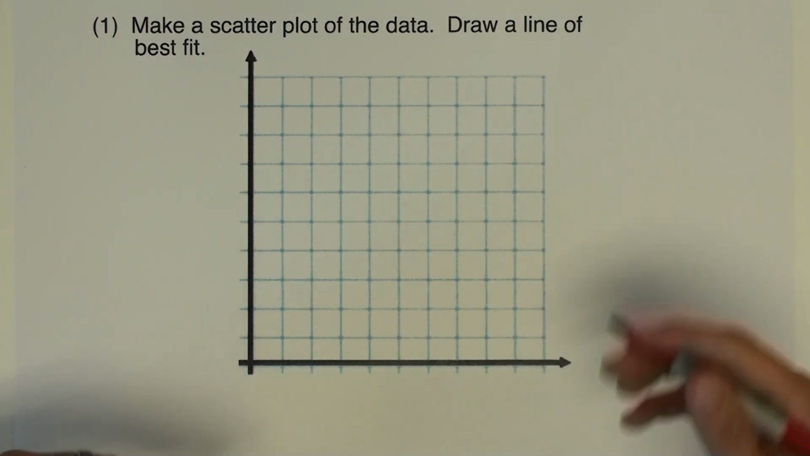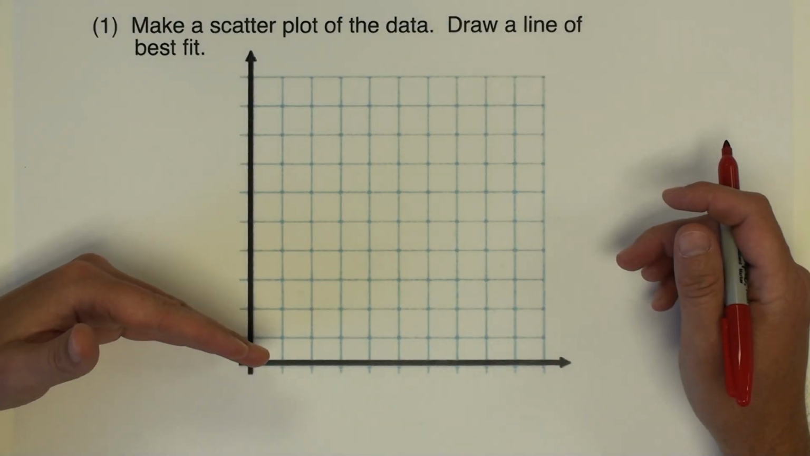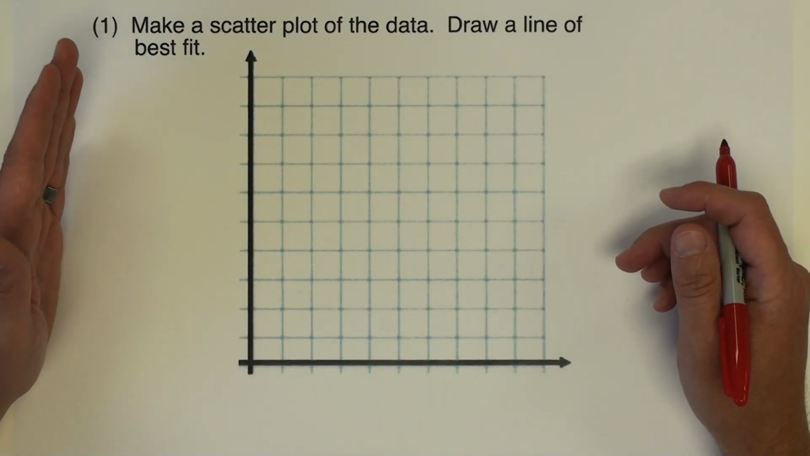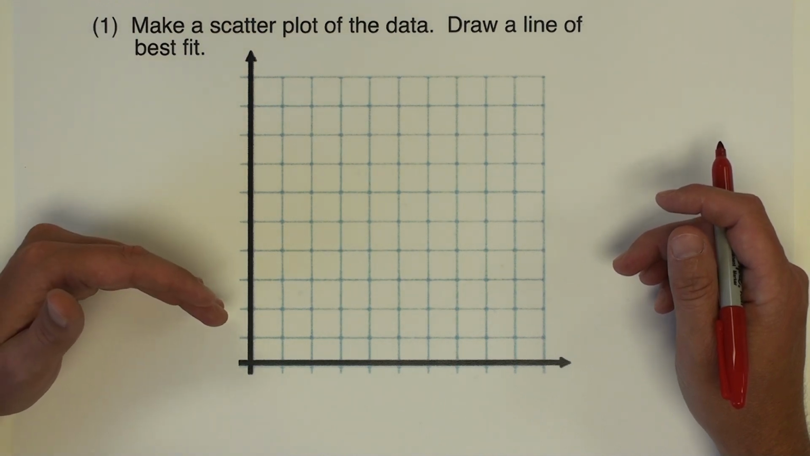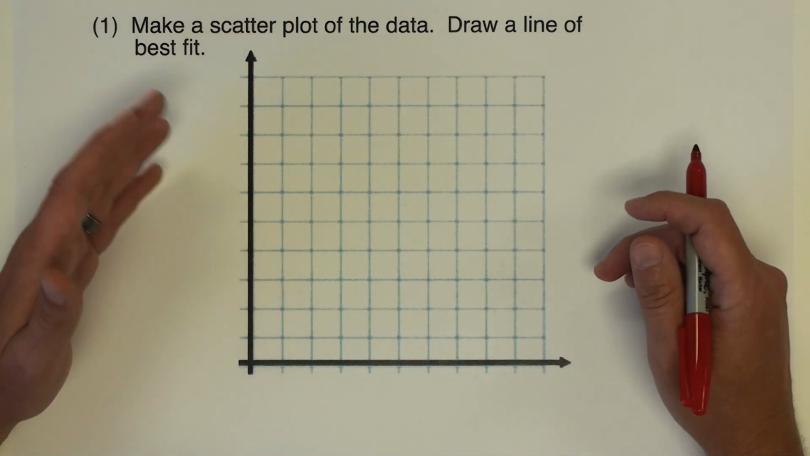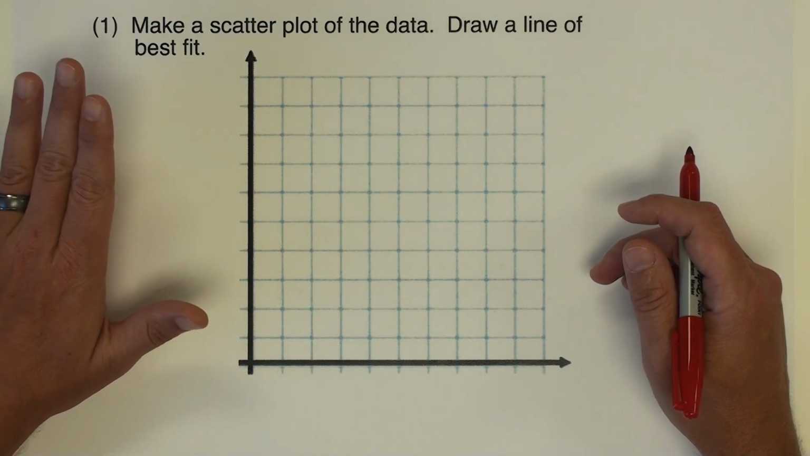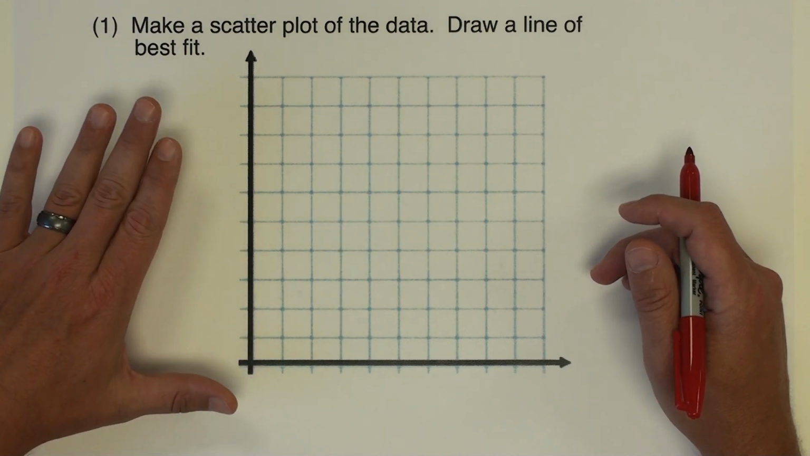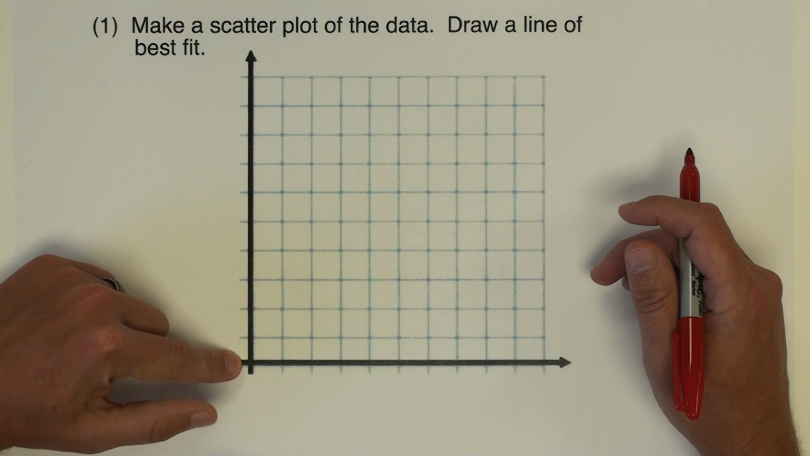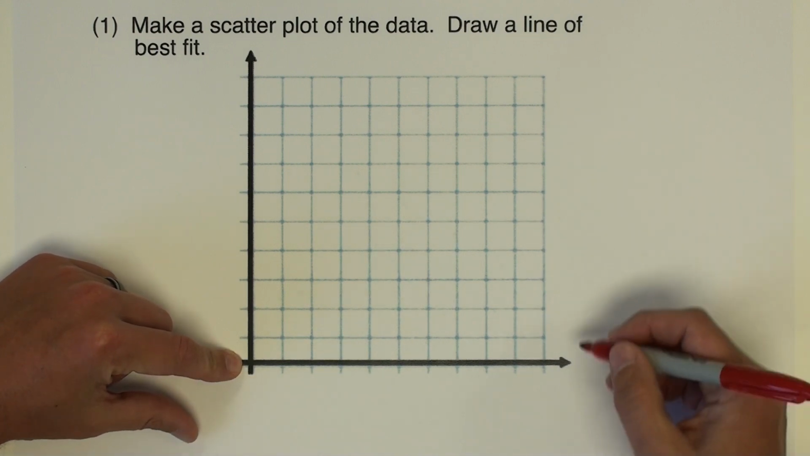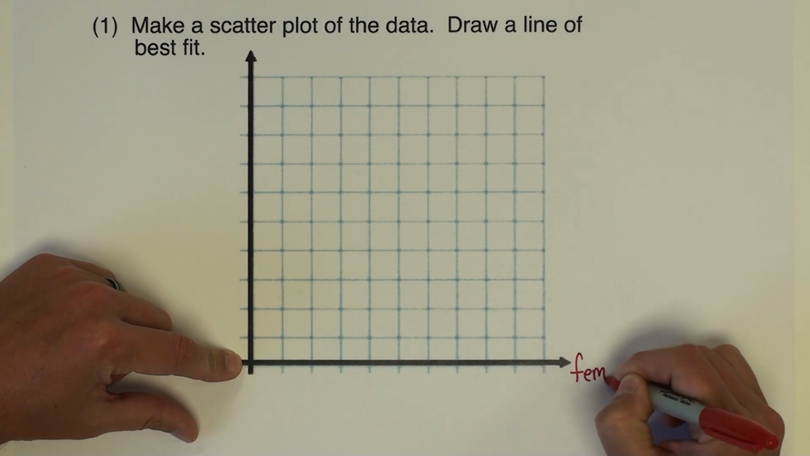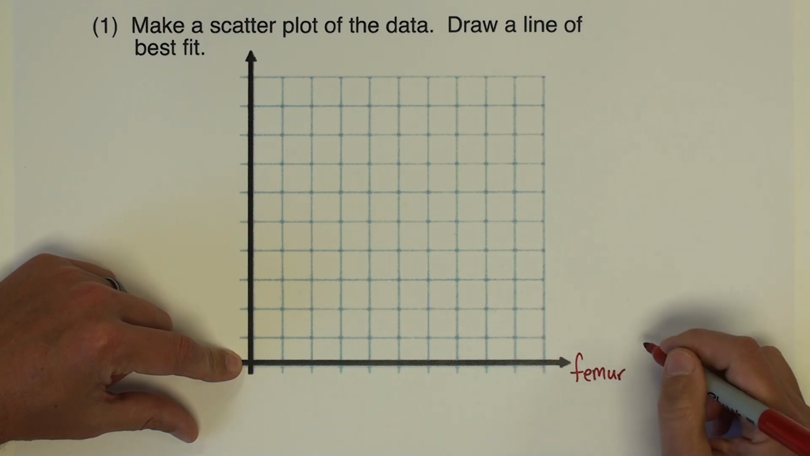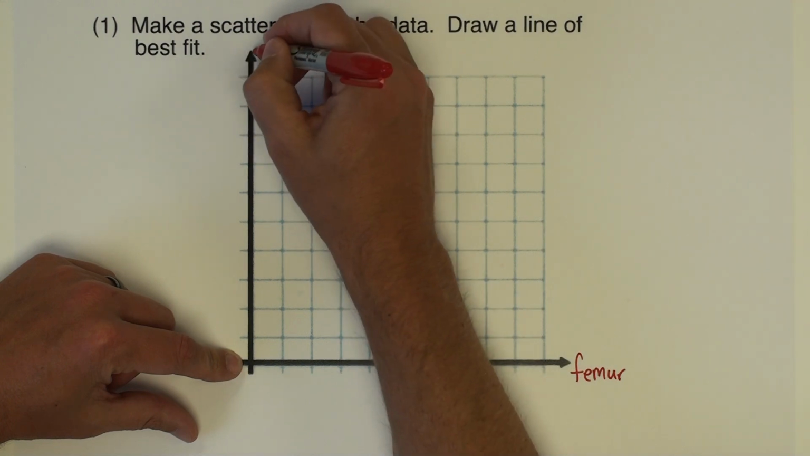It says that anthropologists are using the femur to estimate height of a human being. So to me, the femur is the independent variable that is going to be used to predict the height of the human. And if the femur length is independent, then I'm going to put that on the x-axis. So my x-axis is going to be femur length, and the y-axis is going to be height.